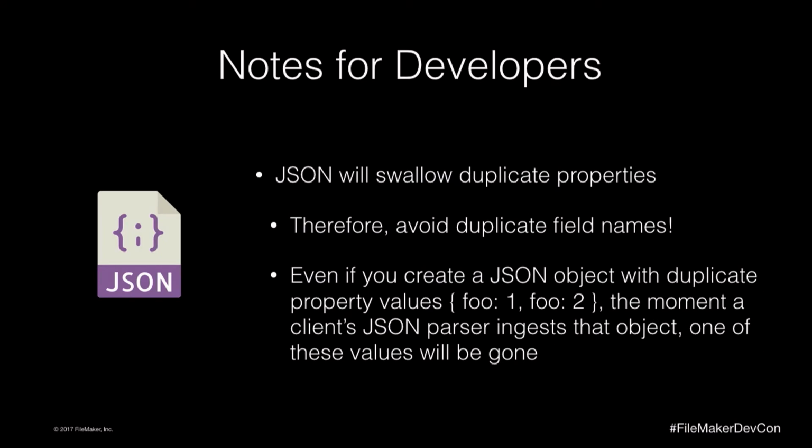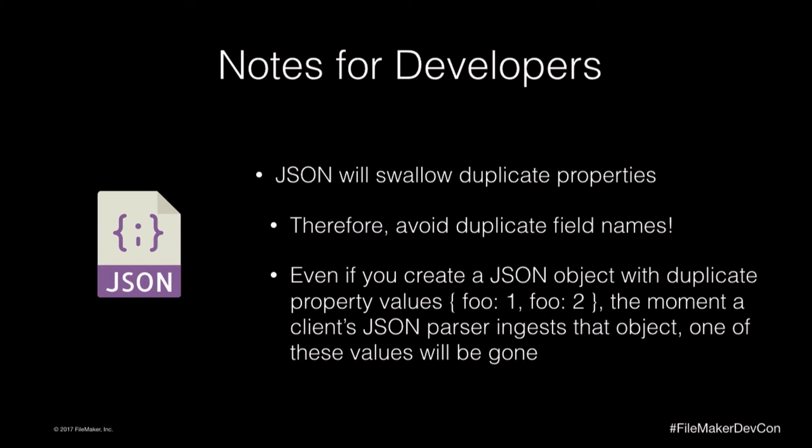All right, and as you're developing against the API, these are things I want to stress for developers. JSON will swallow duplicate properties. What I mean by that is, if you have in the curly brackets foo1 and foo2, that means you have two properties with the same name. You can actually type text, but as soon as JavaScript, or something that parses JSON, looks at those two, it will discard one of them and only give you one back.